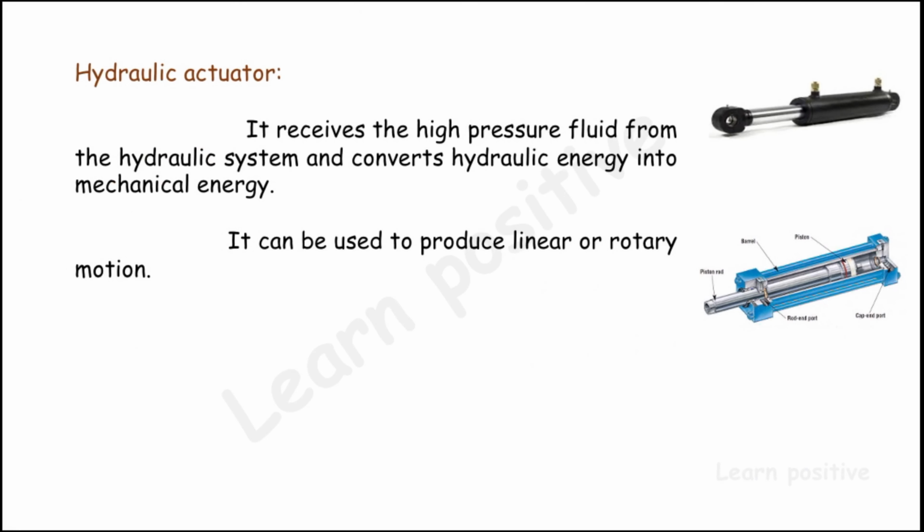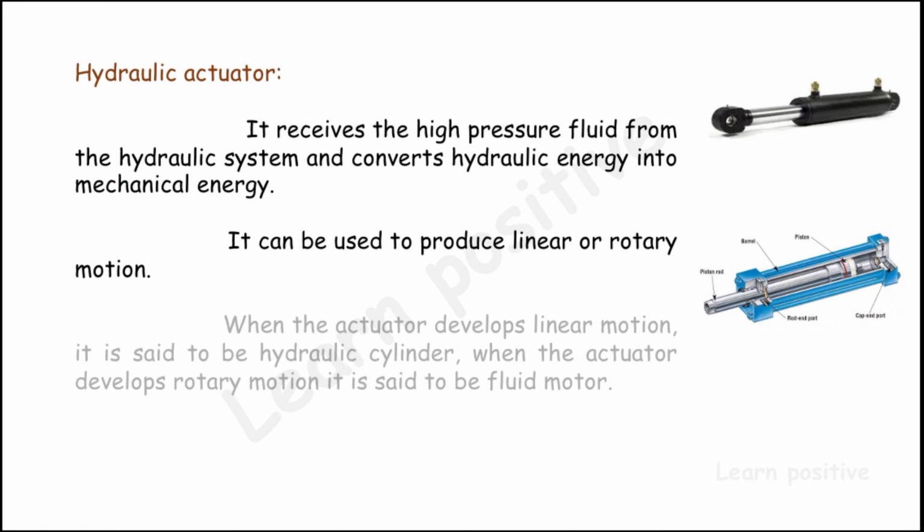Now see, it receives a high pressure fluid from the hydraulic system and converts hydraulic energy into mechanical energy. So, the actuator only converts the hydraulic energy into mechanical energy. It can convert it into two types of motions: linear and rotary motions. So, it can be used to produce linear or rotary motions.